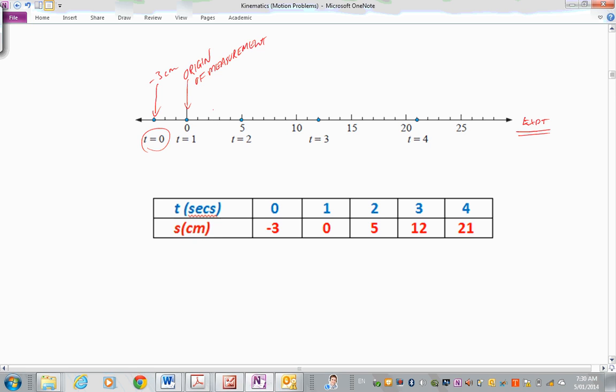And then at t is 1, it goes through the origin of measurement. t is 2, it's 5. At t is 3, it's 12. t is 4, it's 21. So we could actually do that experiment in the lab, and then we could summarise our results. That's our data there: 0, 1, 2, 3, 4 seconds, and there's the displacement.